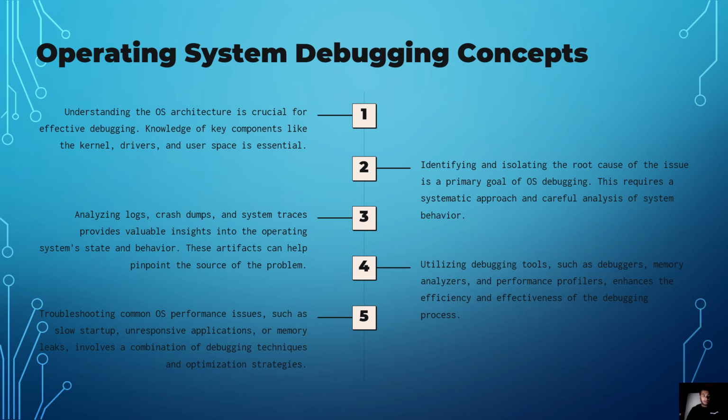Analyzing logs, crash dumps, and system traces provides valuable insights into the operating system's state and behavior. These artifacts can help pinpoint the source of the problem. Utilizing debugging tools such as debuggers, memory analyzers, and performance profilers enhances the efficiency and effectiveness of the debugging process. Troubleshooting common OS performance issues such as slow startup, unresponsive applications, or memory leaks involves a combination of debugging techniques and optimization strategies.